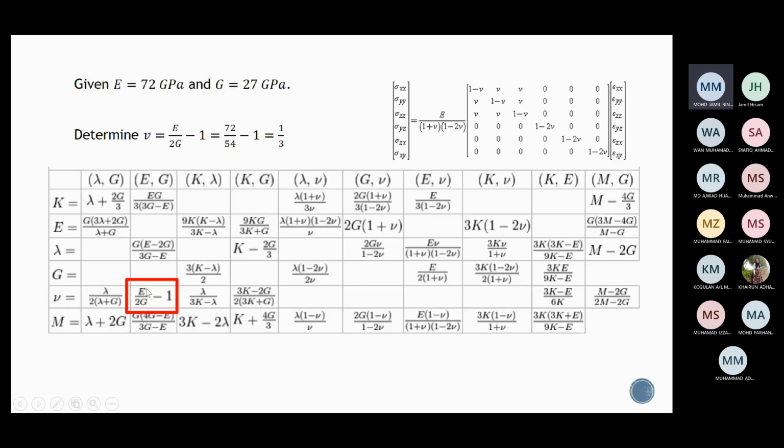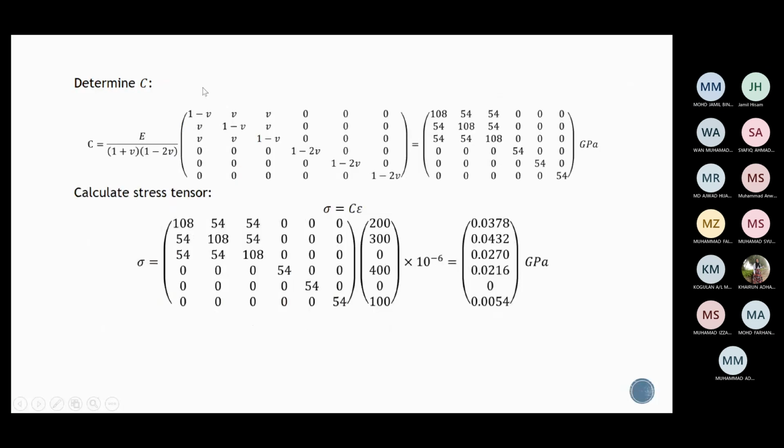So V is E over 2G minus 1. Use this formula to calculate V, and you get V equals 1 over 3. And then you can use E and V and substitute into this formula. First determine C, the elastic constant. E is given and V you determine from the table. Substitute and you get the final elastic constant C. And then you can calculate the stress tensor using this formula or the formula from this slide.